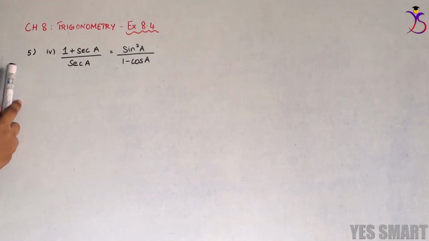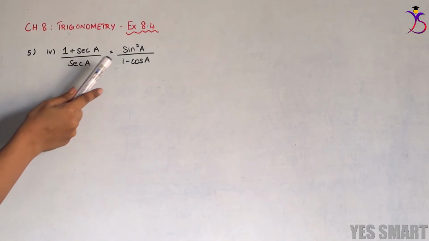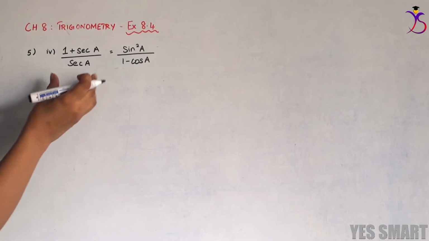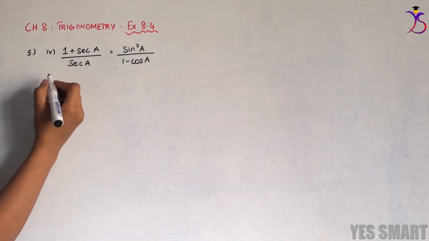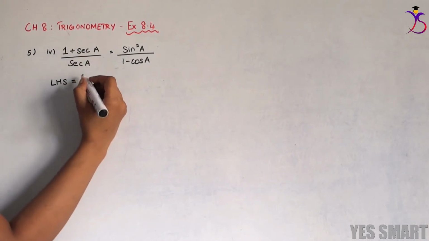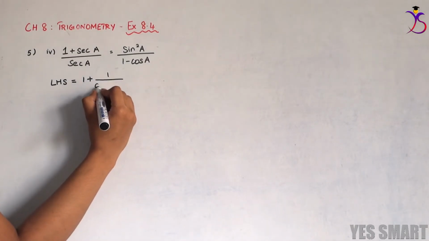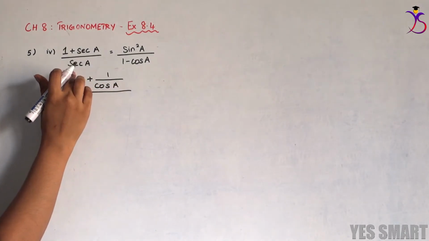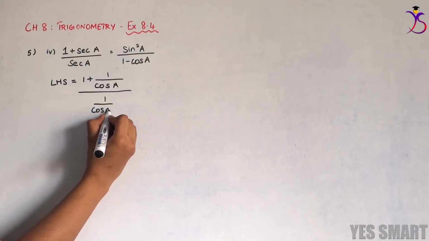Now we are going to discuss the fourth subdivision, which is 1 plus secant a by secant a equal to sin square a by 1 minus cos a. We have to take the LHS and prove that it is equal to RHS. So I am just taking the LHS here. So 1 plus this secant a can be written as 1 by cos a. So I am just writing as 1 by cos a divided by, again the secant a is reformatted to 1 by cos a. Now I am just taking the LCM for the numerator.